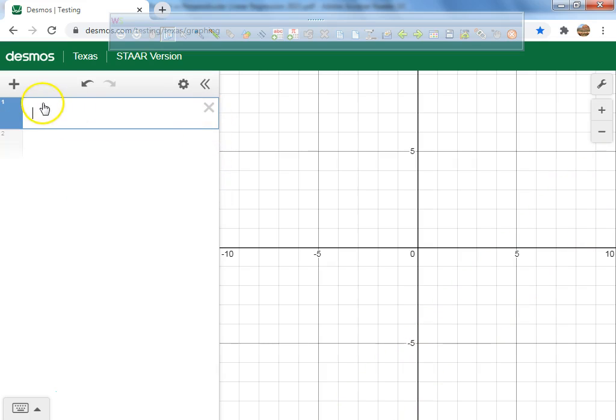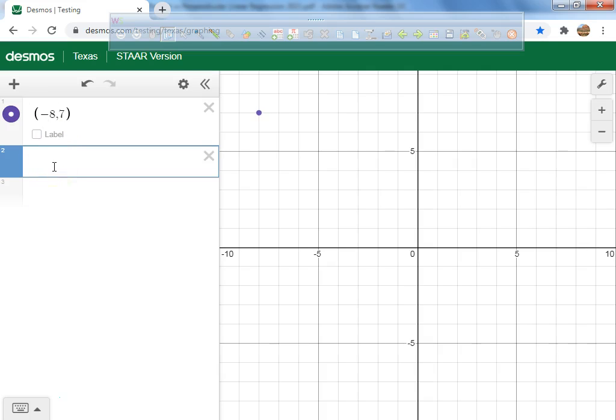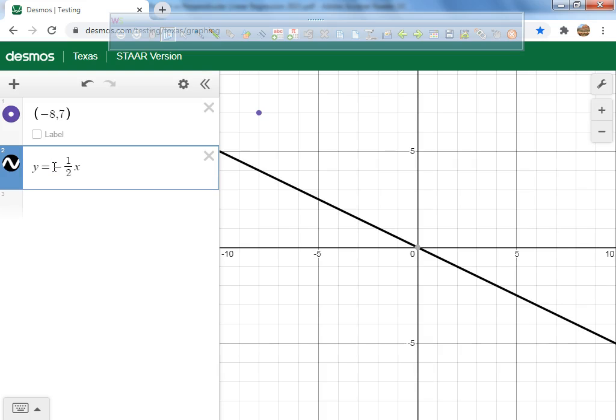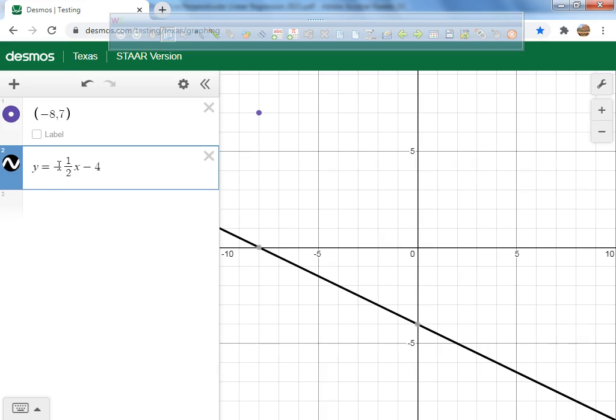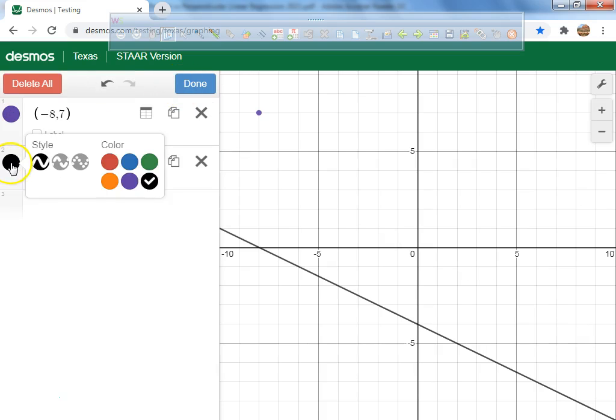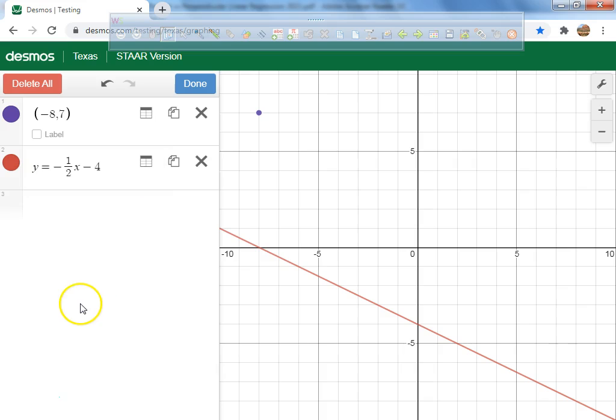Negative 8, 7. All right, so I'll type it in. Negative 8, 7. There's our ordered pair. And our new equation is y equals negative 1 half x minus 4. And I don't like this black line. I want to change it to something prettier. Let's go red. All right.